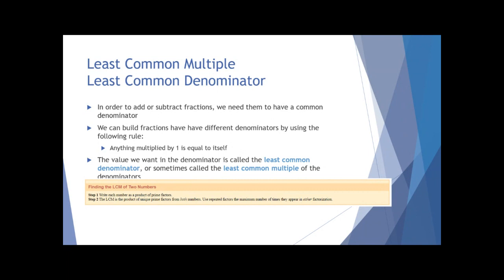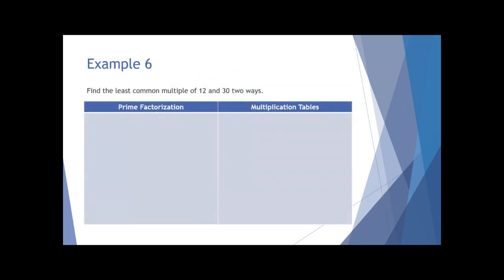So the book is telling you how to do this via prime factorization. And I will demonstrate that process because it will make more sense than what's written in the book. And then I'm also going to show you how you can do it with multiplication.